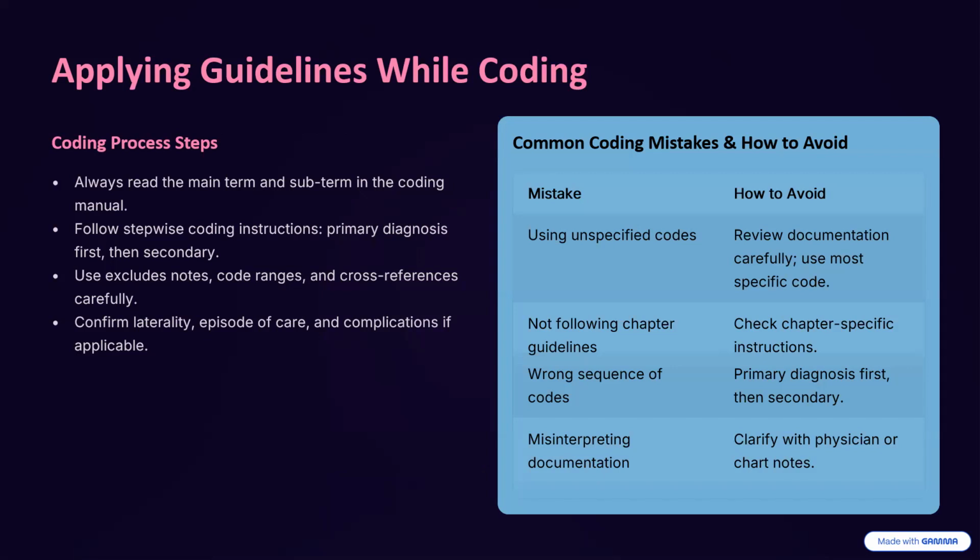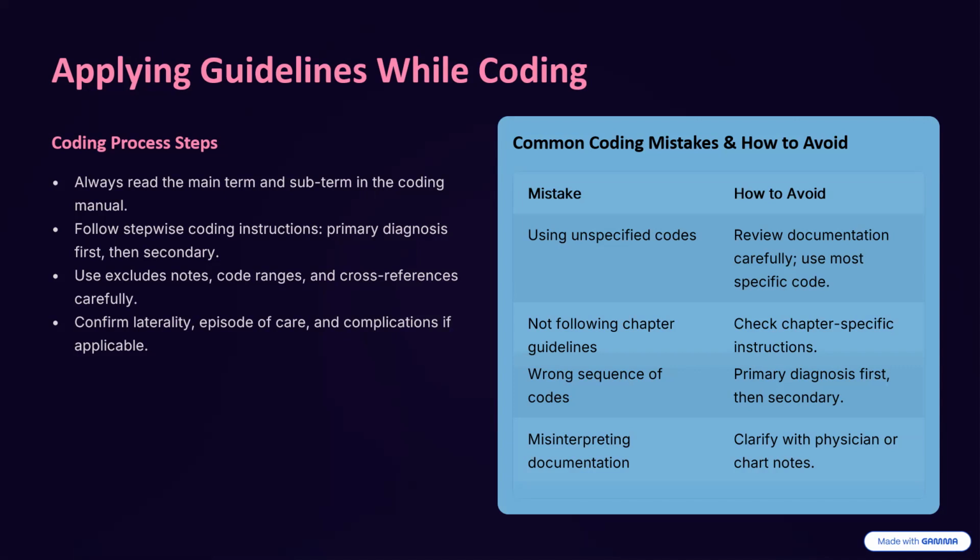Next, applying guidelines while coding. Coding process steps. Always read the main term and subterm in the coding manual. Follow stepwise coding instructions. Primary diagnosis first, then secondary. Use exclude notes, code ranges, and cross references carefully. Confirm laterality, episode of care, and complications if applicable.